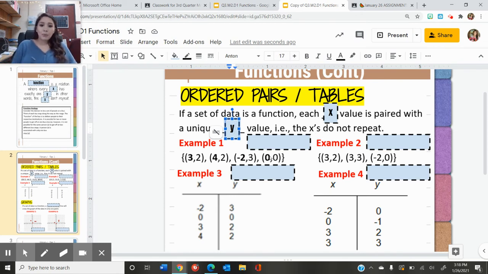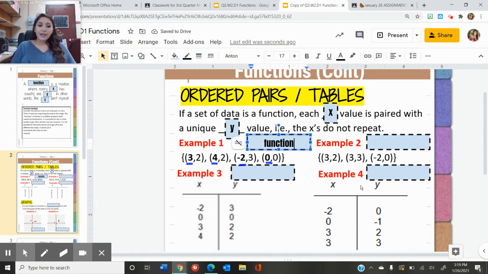Looking at example 1 here, we have these ordered pairs. I'm going to go ahead and underline these. So here I have 3, I have 4, I have -2, and I have 0. Looking at my x values here, none of my x values repeat. I do see that my y values repeat, but that is okay. My y values can repeat, but what cannot repeat are my x values. Since my x values do not repeat, this is a function.